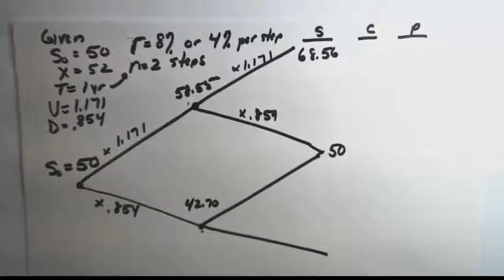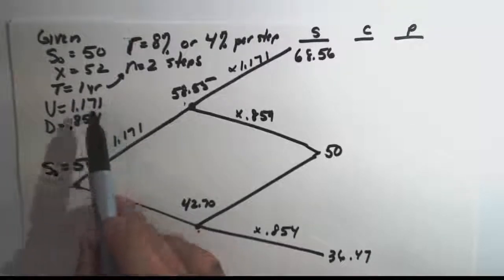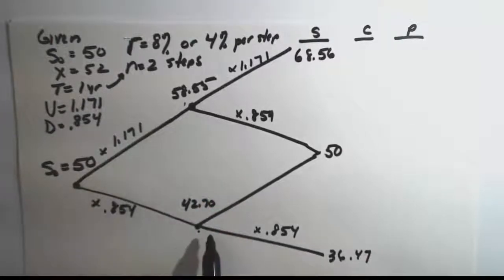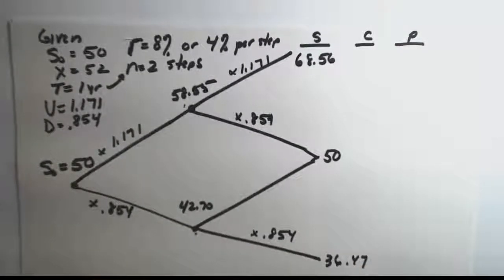So let me continue filling out the lattice work. The goal at the moment is to fill out the lattice work for the stock price. We have one more stock price to fill out. We need to multiply this 42.70 by 0.854. And so the stock price going down twice would be 36.47. Okay, so we just picked these numbers. They're somewhat reasonable. The stock can go up 17% or it can go down 15%. And we figured out stock prices all the way through the end.